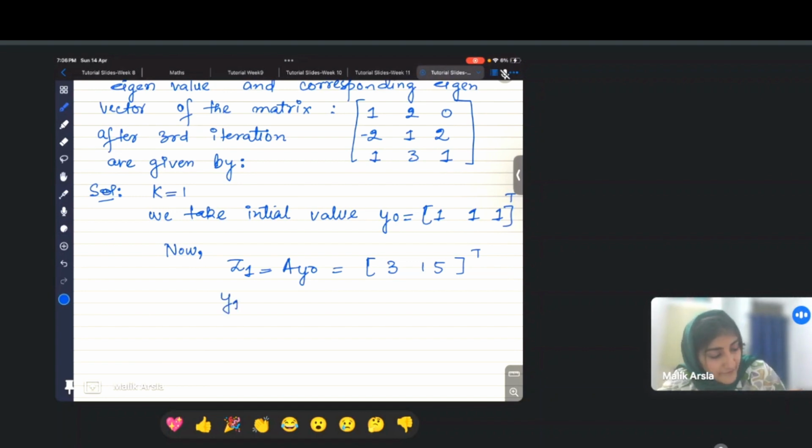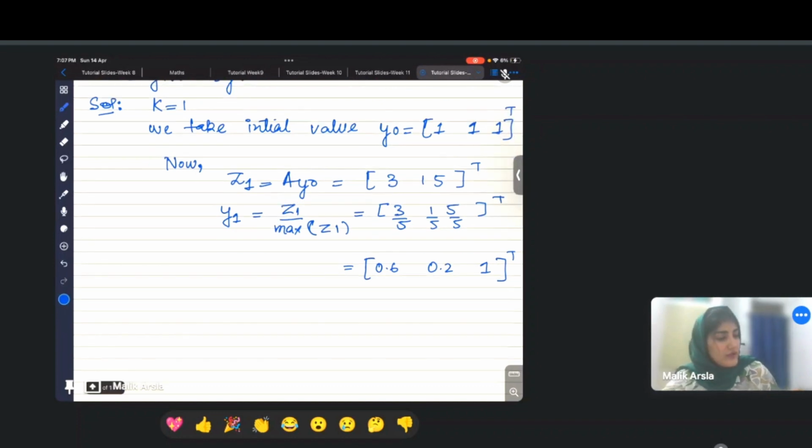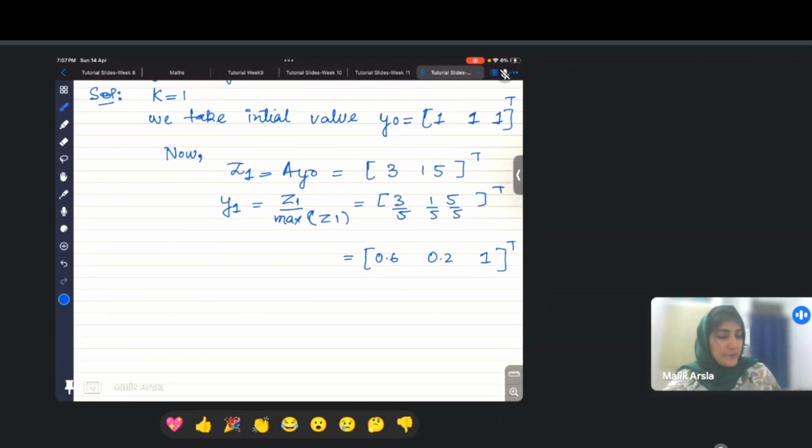Now for finding y1, we know that y1 is nothing but z1 upon the maximum absolute value of z1, right? Here the maximum absolute value in z1 is 5, so we simply divide this column vector by 5. It comes out to be [0.6, 0.2, 1]. Now our first iteration is complete.